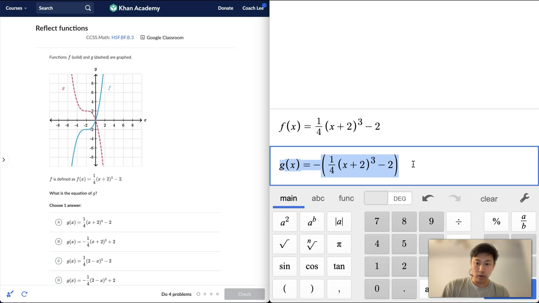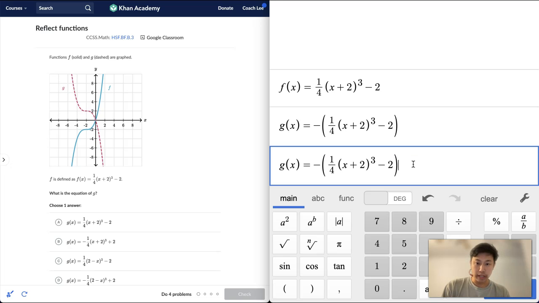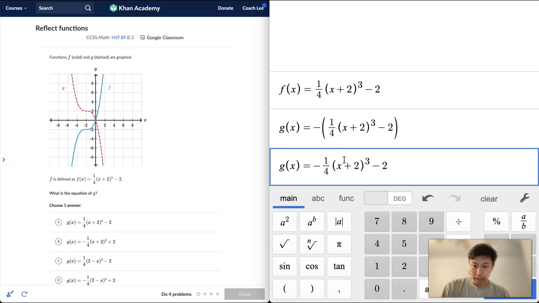Okay, so I can actually simplify this. Let me go one more step. If I distribute this negative, it's as if this negative gets applied to the 1/4 times all this (x plus 2) cubed, and the negative also gets applied to this minus 2. Okay, so I'm going to erase this parentheses. It gets applied to this first term, but then you have to change this to a plus. Okay, so that's going to be a slight detail.